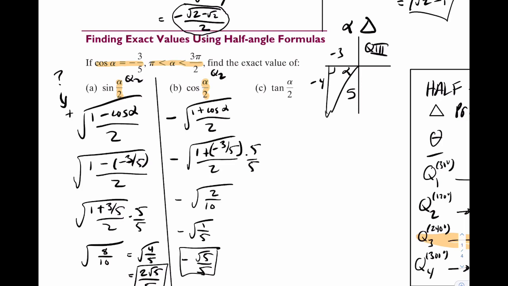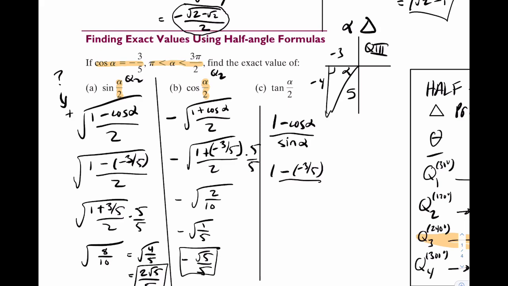Now the last one, the tan problem. So I'm just going to show you the formula just to make sure we can do it. 1 minus cosine alpha over sine alpha. It's really not too bad. Just 1 minus -3/5 over sine alpha, which is -4/5. Let's clean this up a little bit. Let's just make that 1 plus 3/5. Multiply by 5 over 5. That's going to be 8 over -4, which is -2.